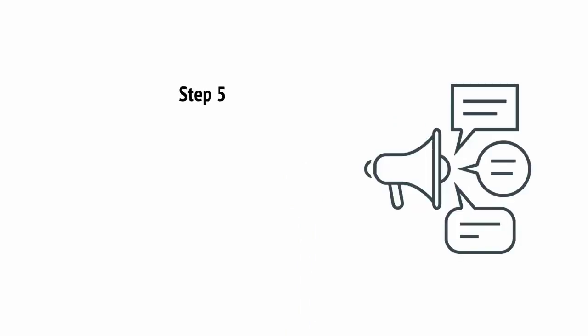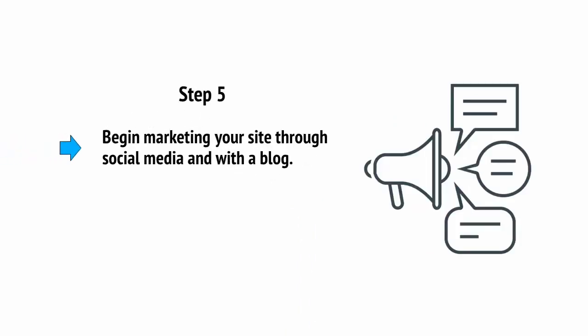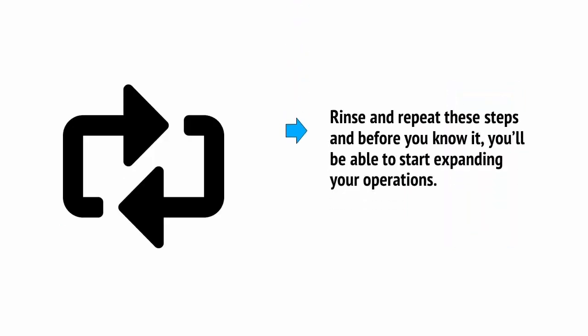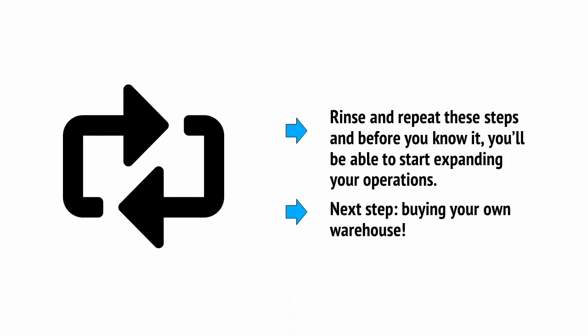And finally, step number 5. Begin marketing your site through social media and with a blog. Reinvest the profits in more stock and more marketing, and keep a close eye on what's working. Rinse and repeat these steps, and before you know it, you'll be able to start expanding your operations. Next step, well, buying your own warehouse, but that's a topic for another video.